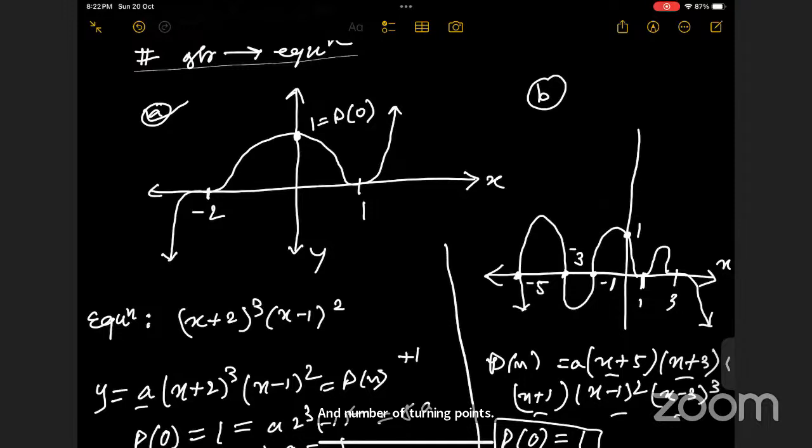And the number of turning points for the first graph? 2, ma'am. So this is 1 and this is 1, 2. And for the second graph? 5. Okay. 1, 2, 3, 4, and 5.